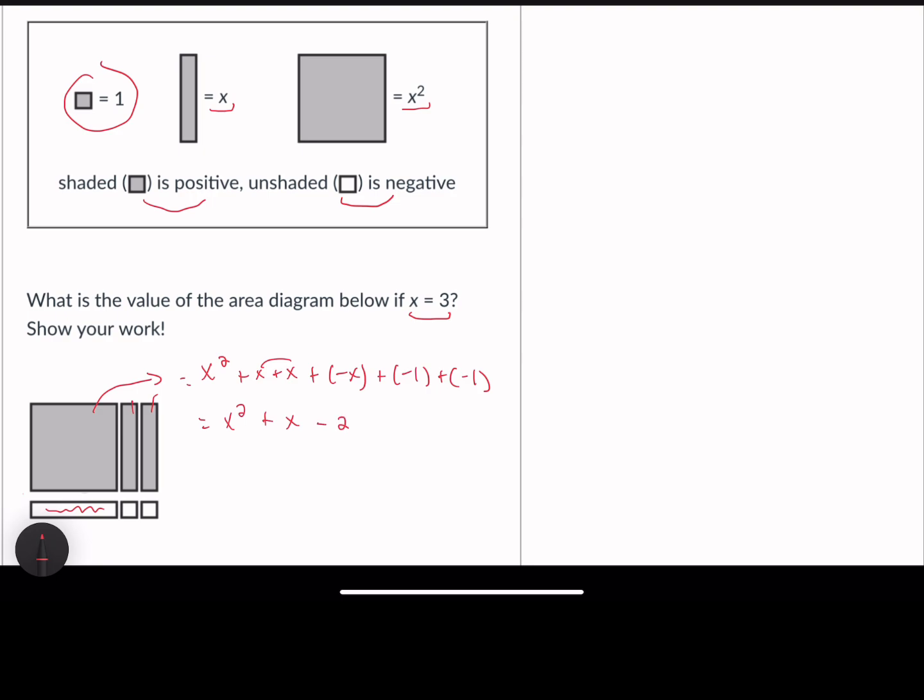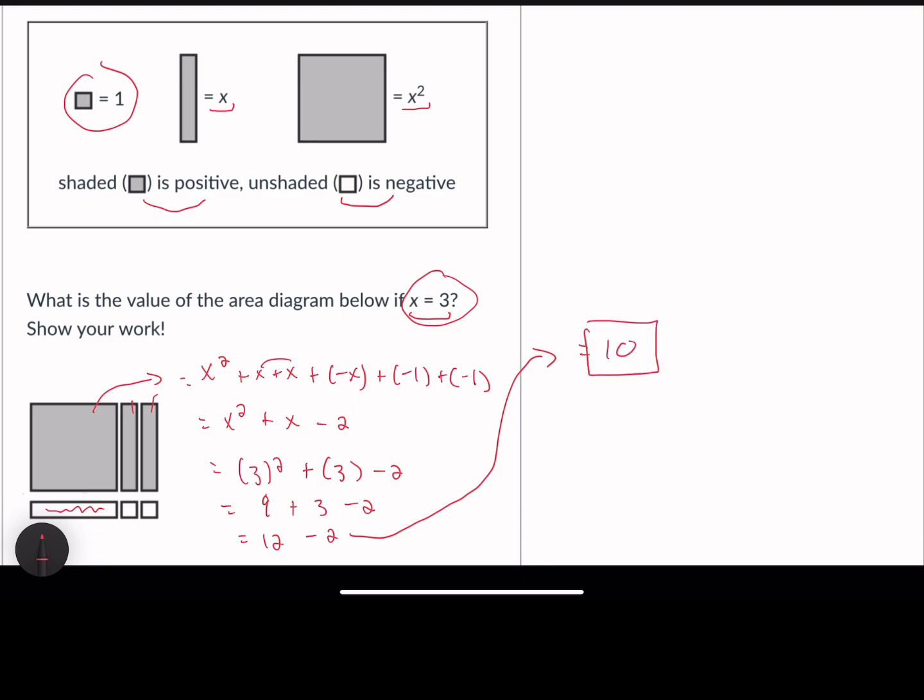And now that we've got our simplified polynomial and we want to figure out what it is, we're going to sub in the value of 3 wherever the x's are. So that'll be 3 squared plus 3 minus 2. And that's going to be 9 plus 3 minus 2. Remember to do BEDMAS. And that's going to be 12 minus 2. And then finally, the value is going to equal 10.